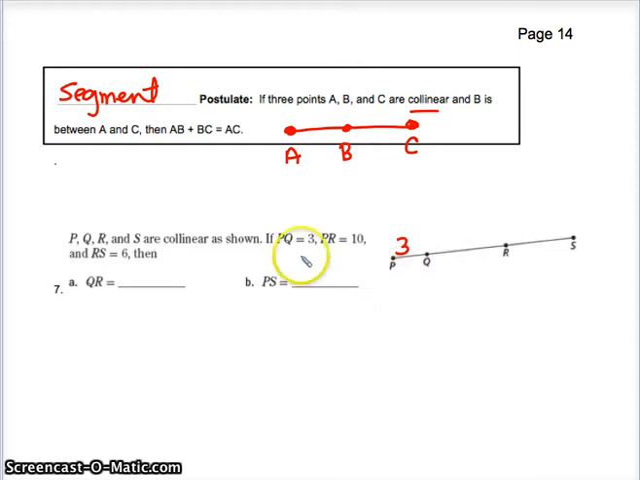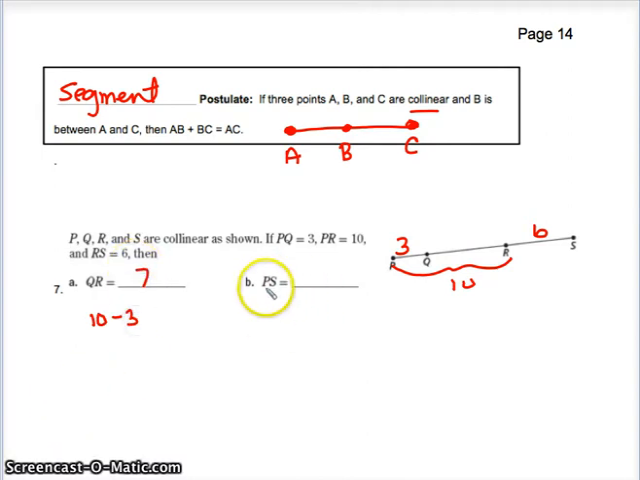Let's label our picture. It's essential to label the picture. PQ is 3. PR, so this distance all the way from P to R, is 10. And R to S is 6. We want to know what's the distance from Q to R. Well, if the distance from P to R is 10 and P to Q is 3, we just have to find the difference. So we're doing 10 minus 3, which would be 7.